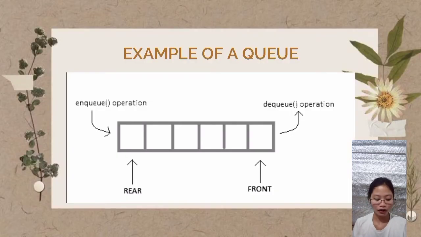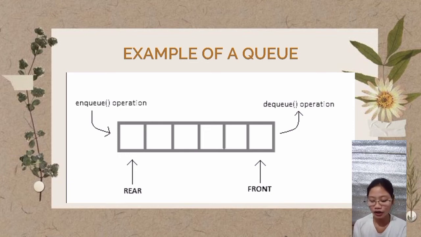Example of a queue. This is an example of a queue in which the first element is inserted from one end, called the rear, also called the tail, and the removal of existing elements takes place from the other end, called the front. It is also called the head.